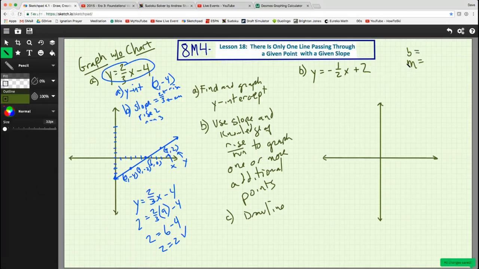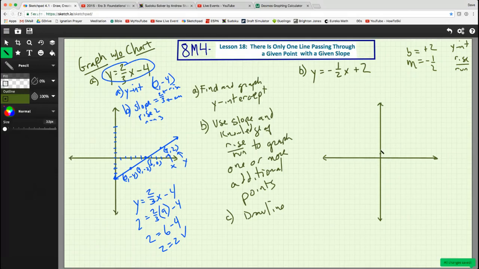I want you to do that. Pause and try. Make sure you can identify these two key numbers. And remember that our m is our rise over our run, and we're going to use that information to graph. And this b is our y-intercept. Hopefully you identified that our b is positive 2 and our m is negative 1/2.